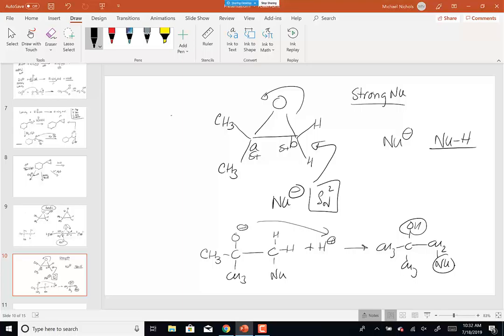So here's our two ring openings. With acid, the nucleophile is going to end up on the carbon that is most substituted, the one with the most substituents. If I open it up with strong nucleophile, the nucleophile is going to end up on the least hindered carbon, and the OH is going to end up on the other carbon. All of them 100% trans.